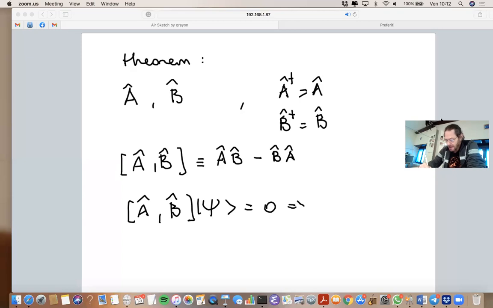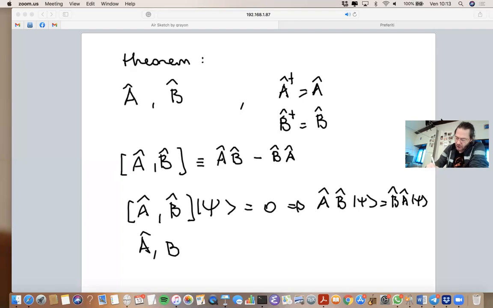this means that it doesn't matter whether I first act with B on my state and then with A, or if I first act with A and then B. In this case, you say that A and B commute, or are commuting operators. Now, this is a definition, not yet the theorem. So consider two states and consider the commutator.